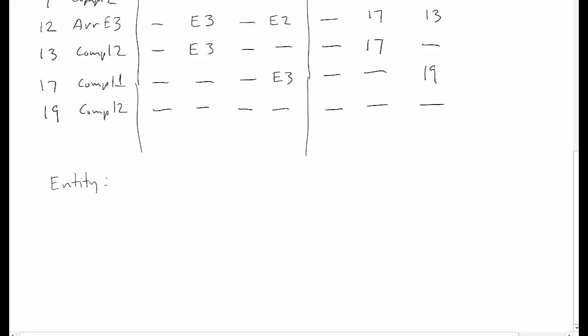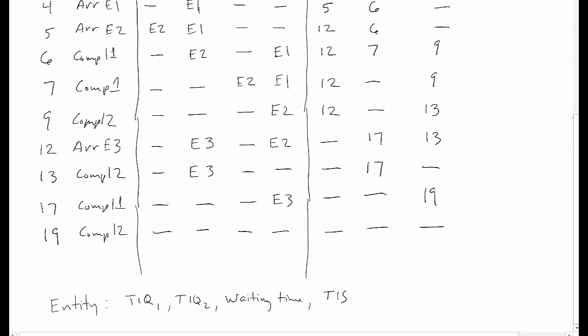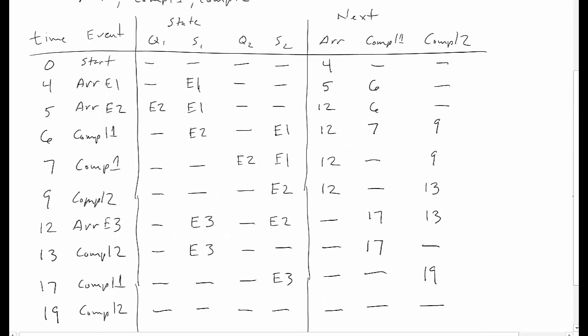metrics. We're still interested in the time in queue, but now we have 2 different queues. So we could model those separately, so the time in Q1, time in Q2, or we could add them together and model something like the waiting time. And we're also interested in the overall time the entity spends in the system. So as we did before, we can extract that information directly from the sample path.